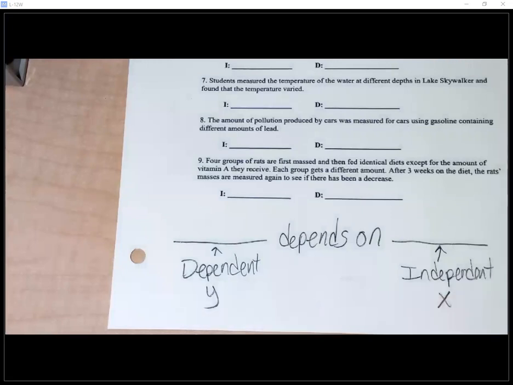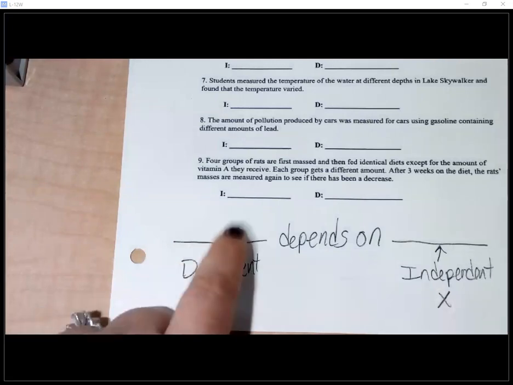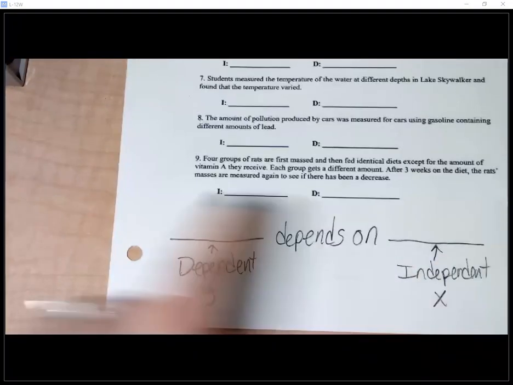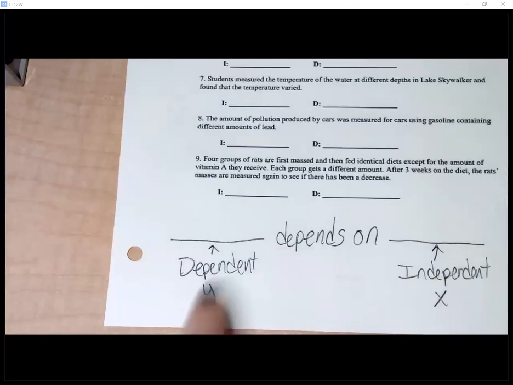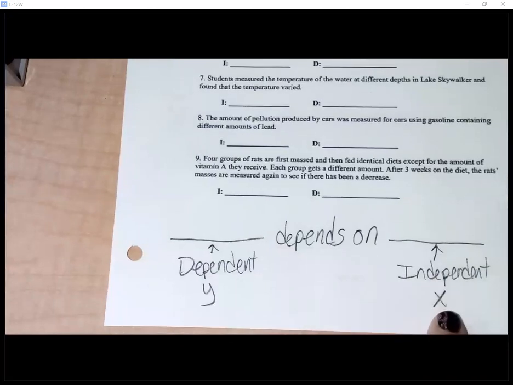I want to figure out what depends on what. Whatever is here is the dependent variable that will go in for y. Whatever goes in here is the independent variable that goes in for x. So if we look at number one, it says a study was done to find if different tire treads affect the braking distance of a car. So these are the two things I'm comparing, tire treads and braking distance.